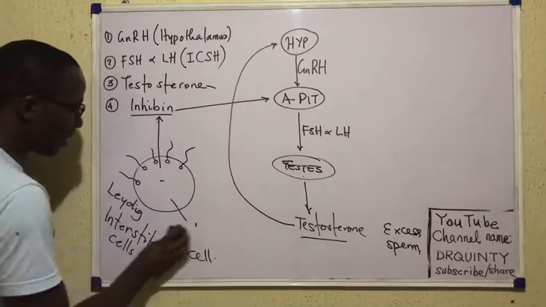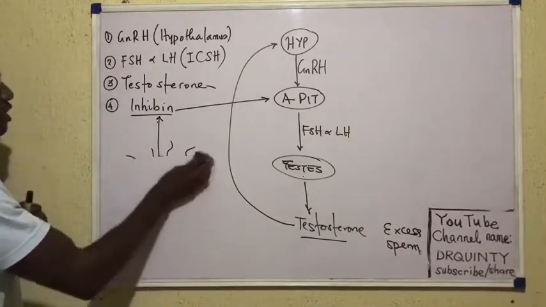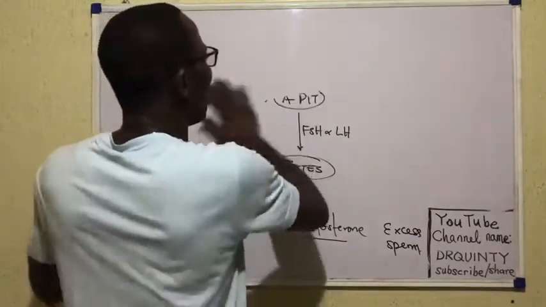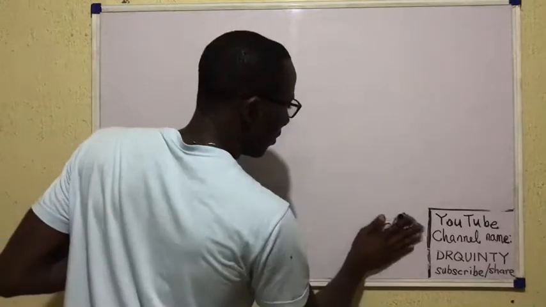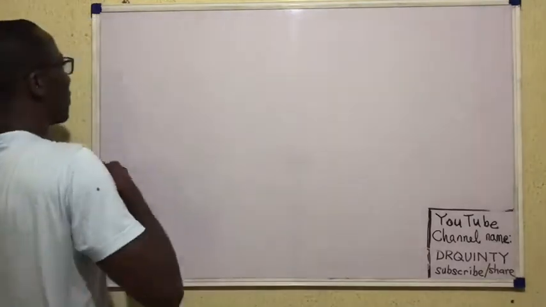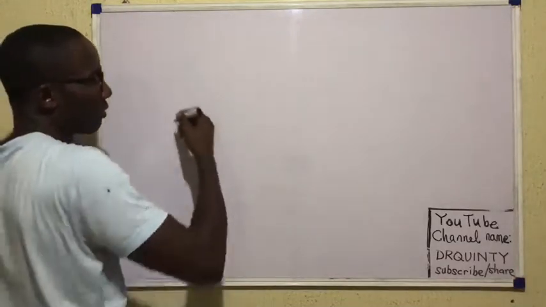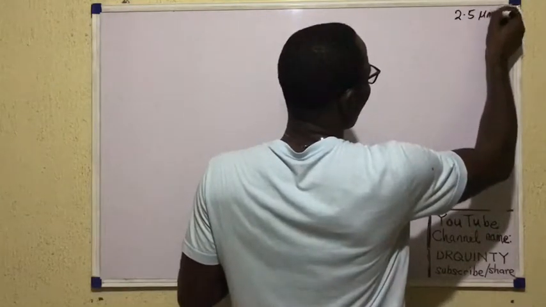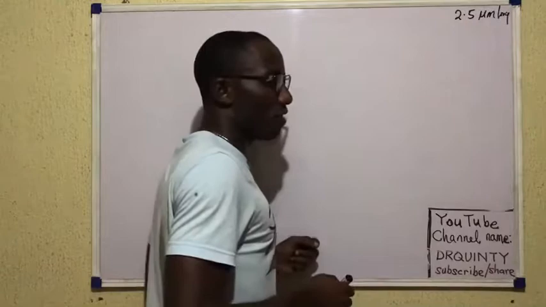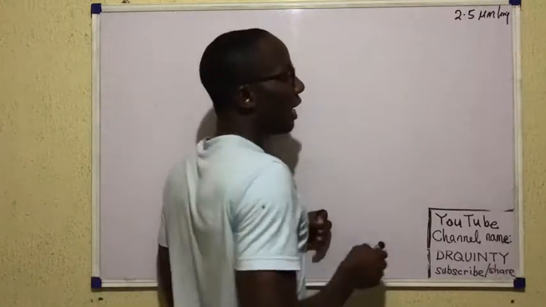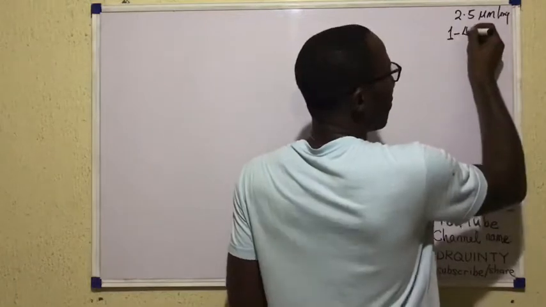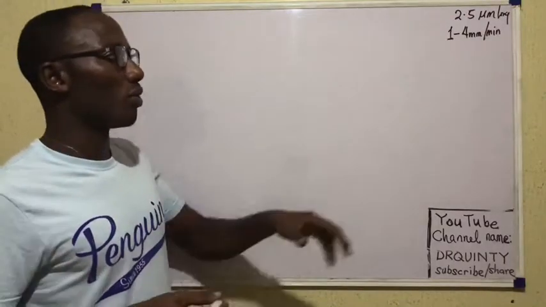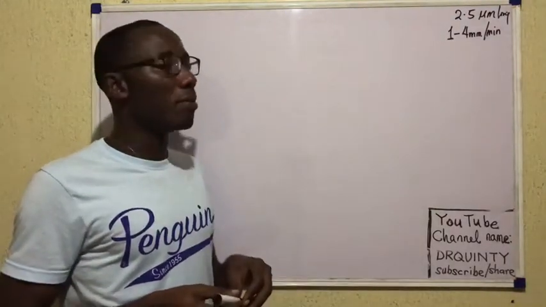Now, to end this first video, we'll look at the structure of a sperm cell. What's a sperm cell like? A sperm cell is drawn like this. It's a very small cell, as a matter of fact, compared to the egg cell. The sperm cell is said to be about 2.5 micrometers long. So it's a very, very tiny cell, extremely small. And it's not surprising that it moves about 1 to 4 millimeters per minute. So in a 60-second period, it doesn't cover more than 1 to 4 millimeters.